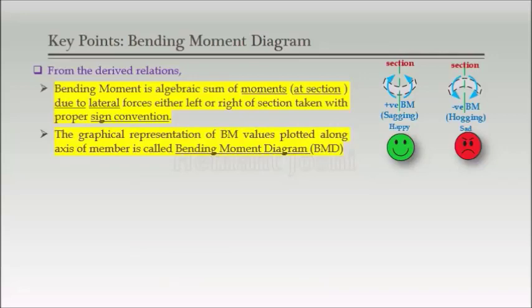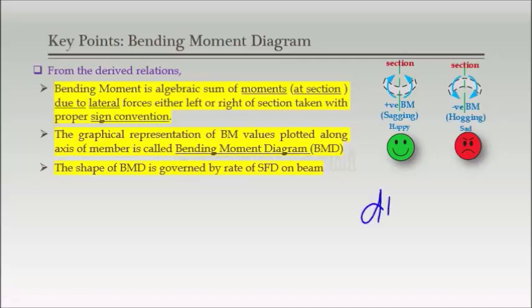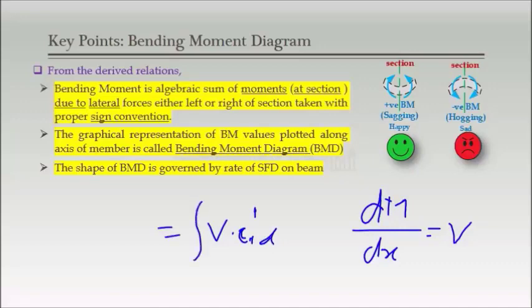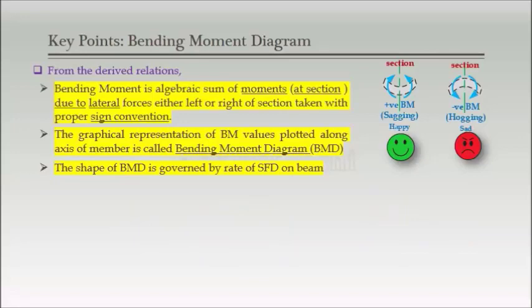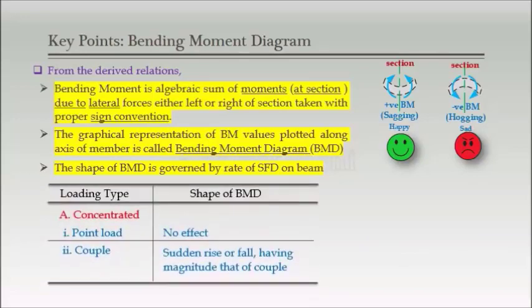Then the graphical representation of BM values plotted along the axis of the member is called the bending moment diagram, that we are going to see in problems, as I said earlier. Again, the shape of the BMD is governed by the rate of the SFD. Definitely, because we have seen one relation, dM by dx is nothing but the shear. In other words, if I transfer the variable like this, integration of V dx is equal to the change in moment. So integration of shear gives me the change in moment. Let's see how that effect occurs under various types of loading on the beam.